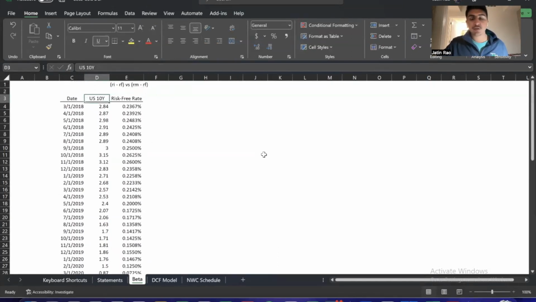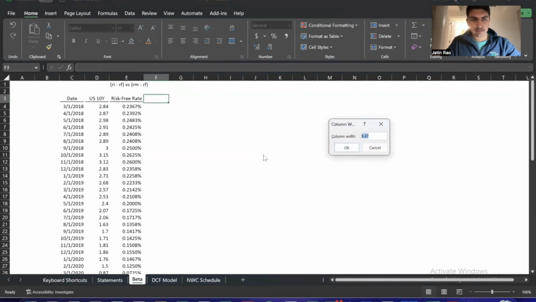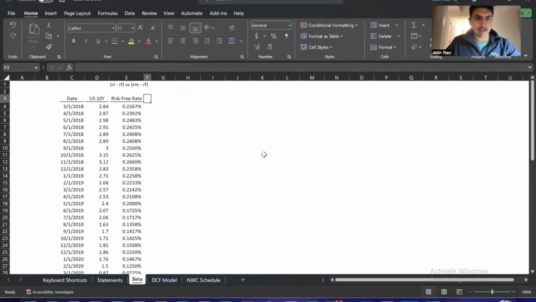Now, that covers the treasury piece. Now we actually need to go and get our return data for the market. So let's go and do that. The first thing I'm going to do is leave a little bit of space. A nice way to do that is to leave a column of space but make that column very thin. So I usually use a width of 2 right here.